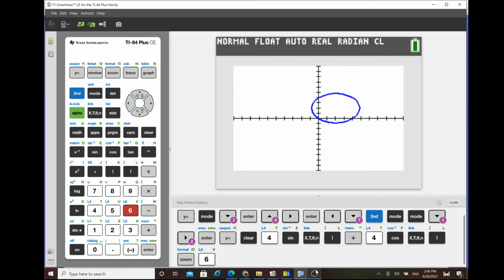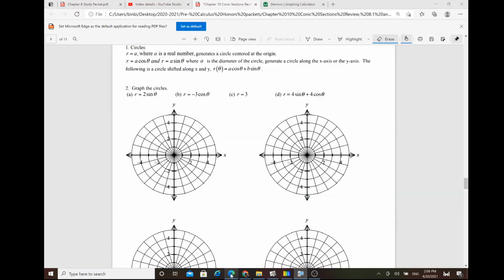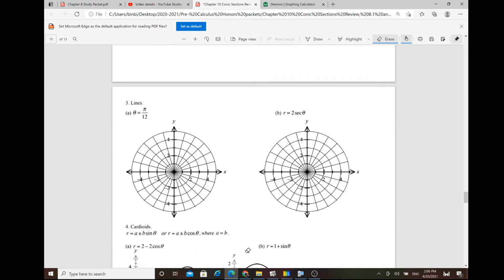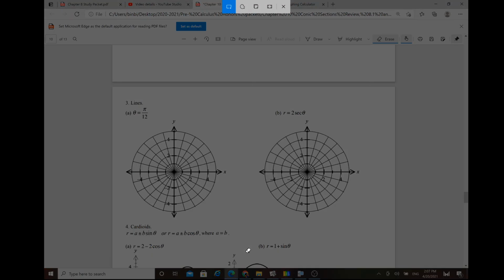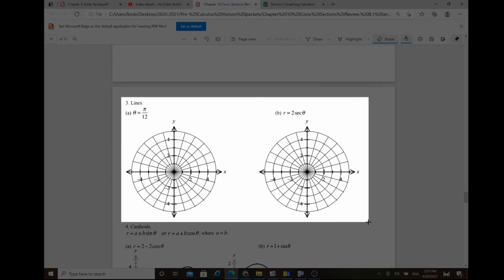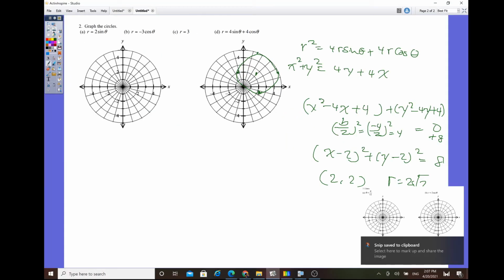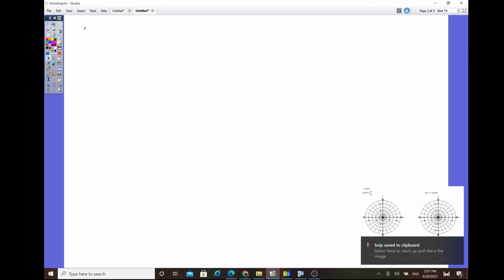And now the next type of conic, the polar equation. So we do have a line graph. Okay, so let's go back to that one, the template. For this third type, we do have a line graph. So we do have theta equals pi over 12, or r equals 2 secant theta. For those, you might be wondering, what do we do with this type of polar function?